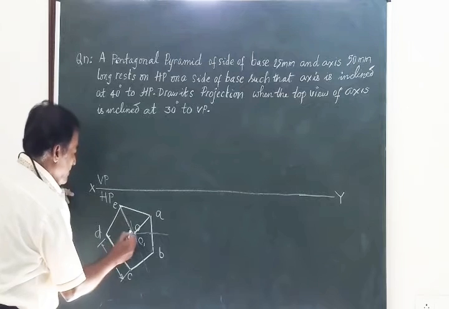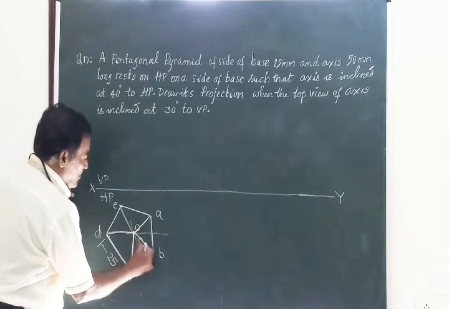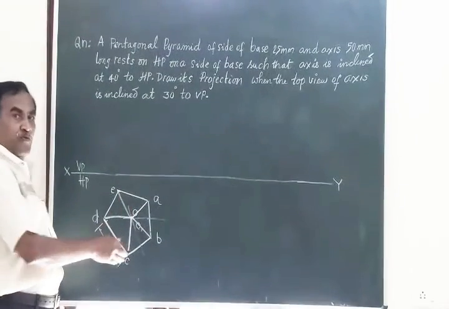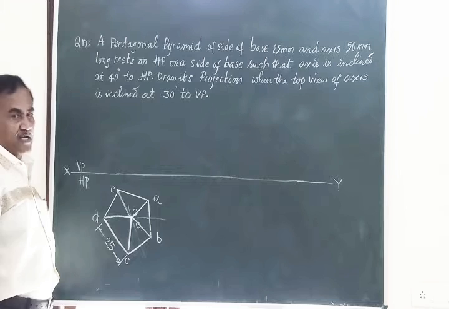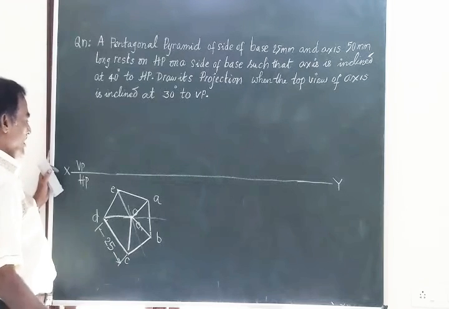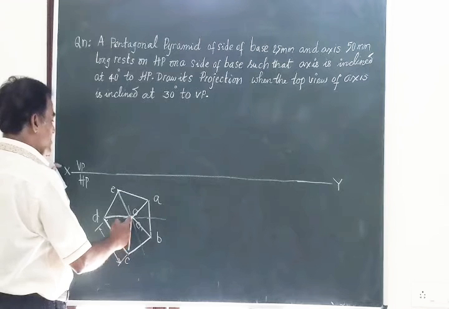This is OE, OD will be horizontal, OC and OB. I have got the top view of the solid. Now I should get the front view of the solid. So let me get these points one by one. So to start with, let me mark the axis of the solid.